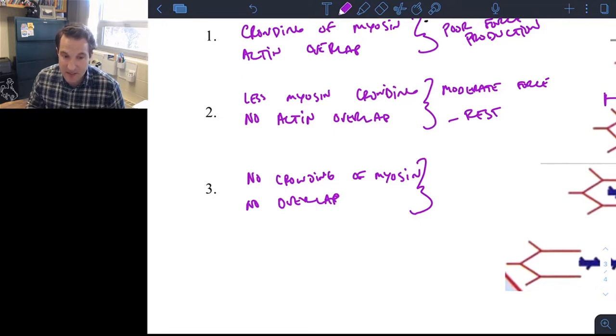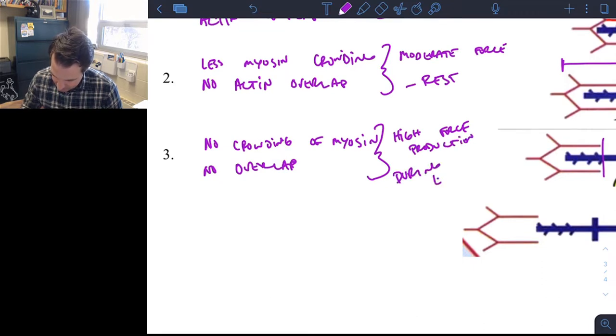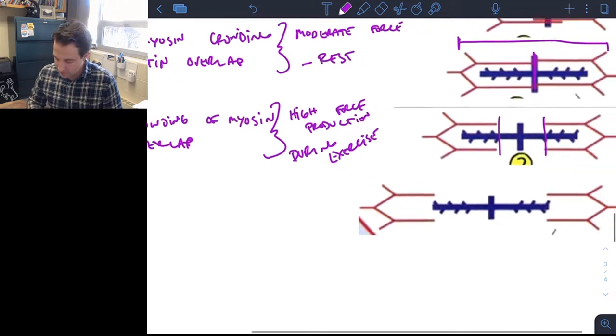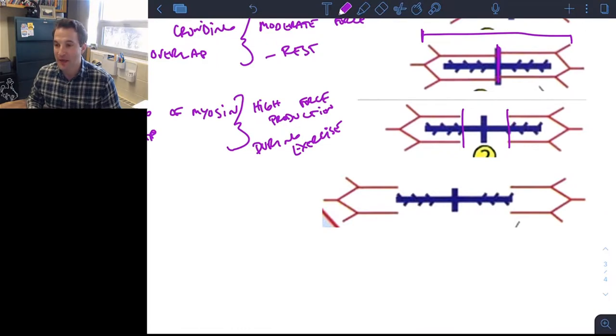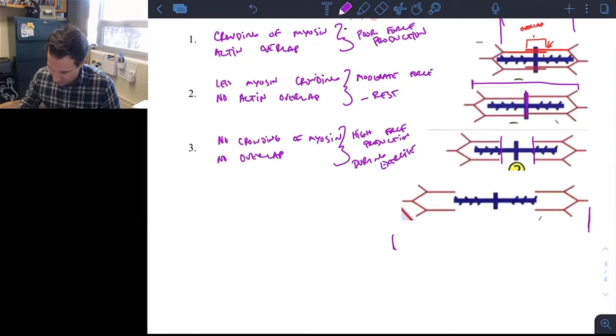And this is going to be high force production during exercise. And last but not least, we have point number 4, where our force production has actually gone down despite the fact that our sarcomere length is even bigger. If we look at number 4 in comparison to number 1, it's probably twice as long.